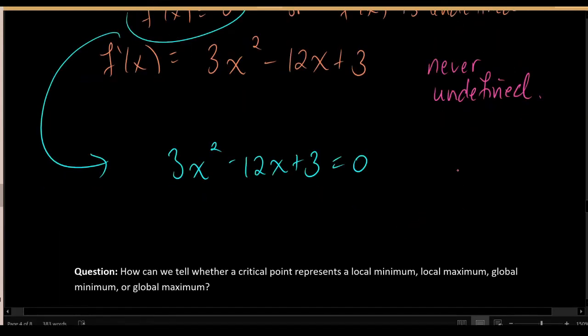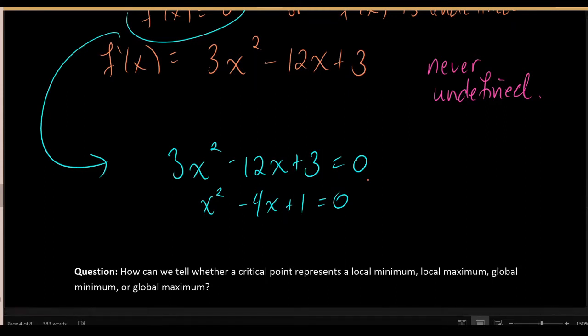And in solving this, I might simplify this equation a little bit because it looks like all of the different terms contain a factor of 3. So this would be x squared minus 4x plus 1. Now, looking at this expression on the left side, I don't think that this can be solved by factoring, but we can always use the quadratic formula.